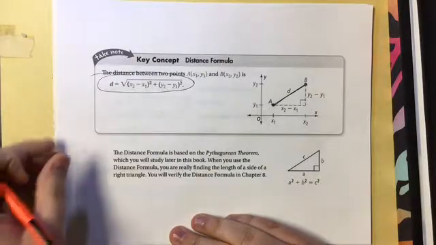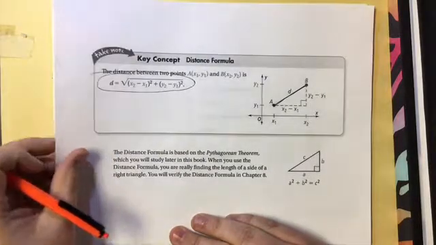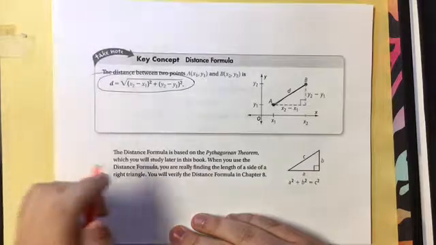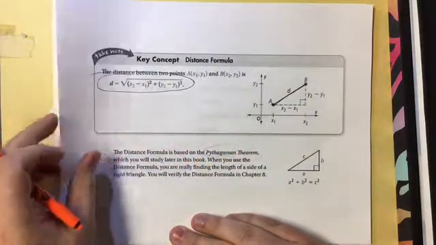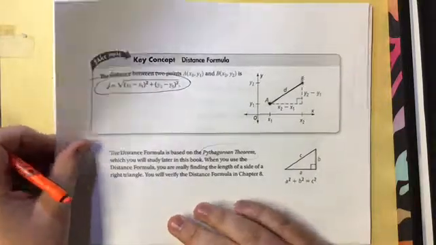On the I-STEP, they'll ask you to find distances between points, and they'll provide you with the Pythagorean theorem. So that's how they're expecting you to find those.